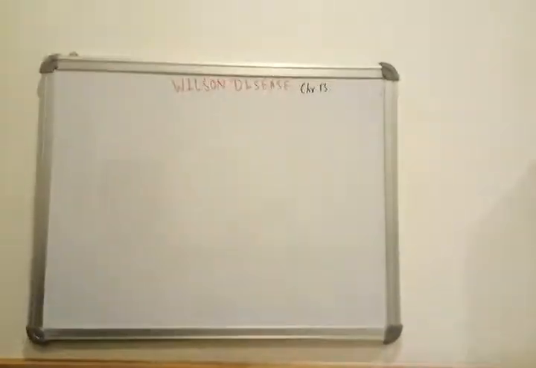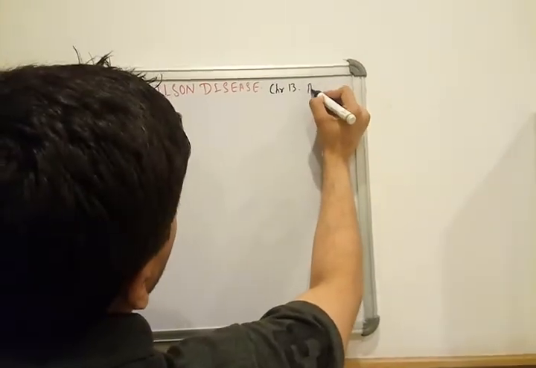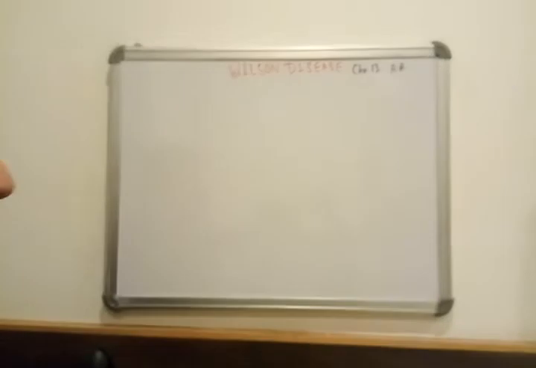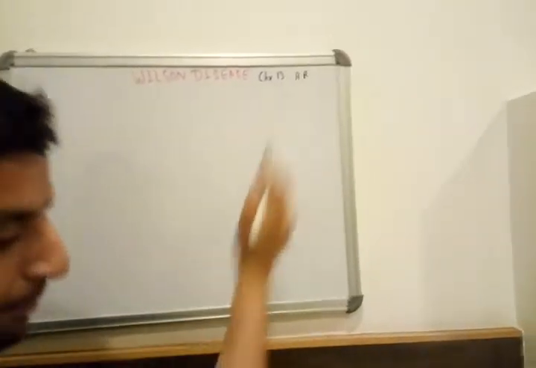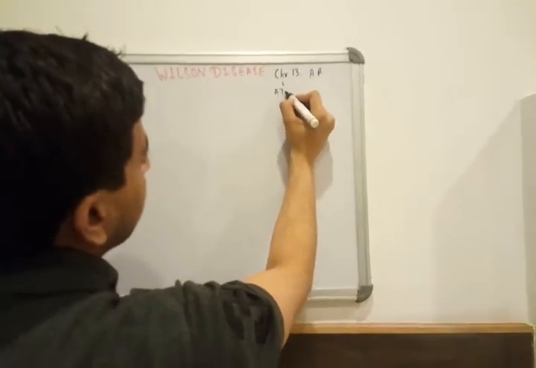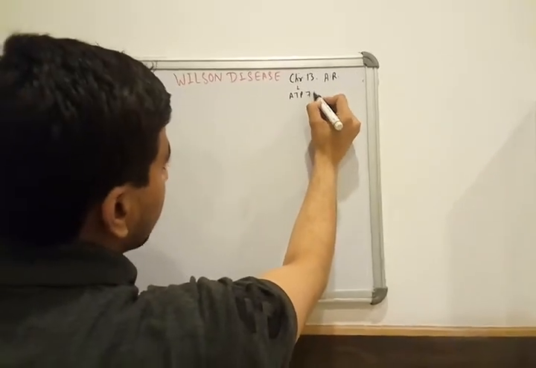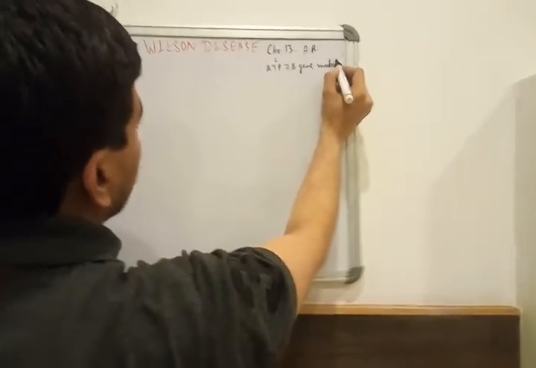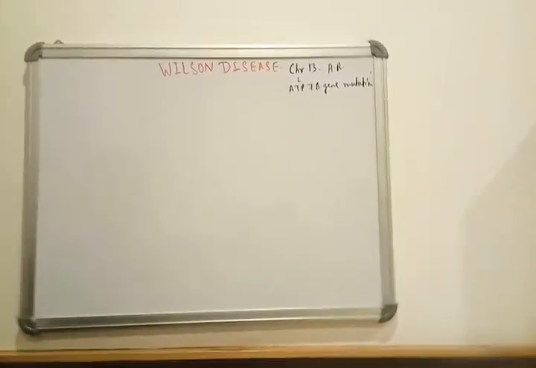And what happens here? This is an autosomal recessive disease. Wilson disease is autosomal recessive, and there is a mutation in the ATP7B gene. What happens with this mutation? What is going to happen after this mutation?